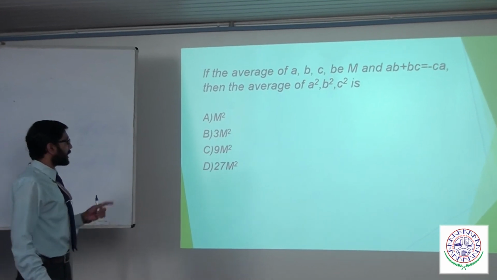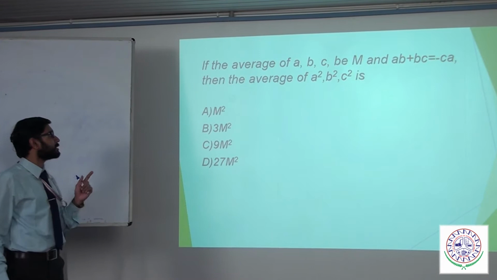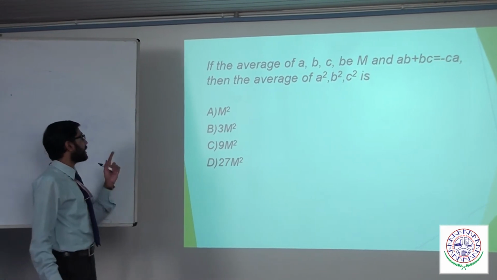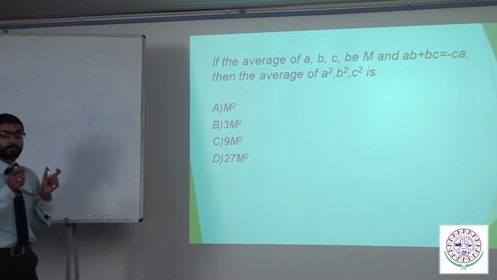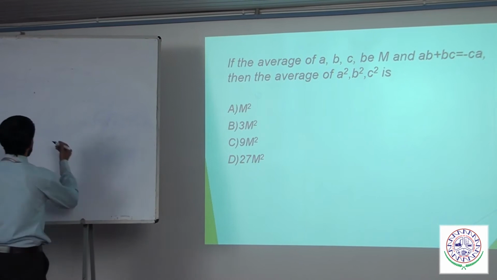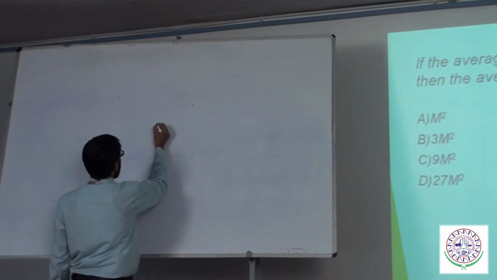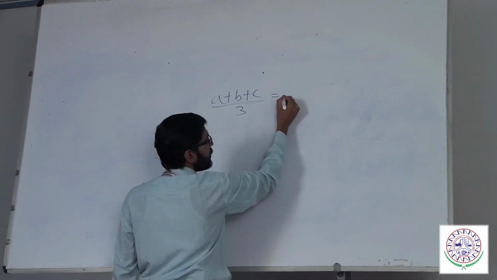The average of, again this is also related with the average of A, B, C being M, and AB plus BC equal to minus CA, then the average of A square, B square, C square. These are some of the questions that you will get from the basic formulas that you already know. What they have given is the average of ABC is M, means I can directly write it as A plus B plus C divided by 3 is equal to M.